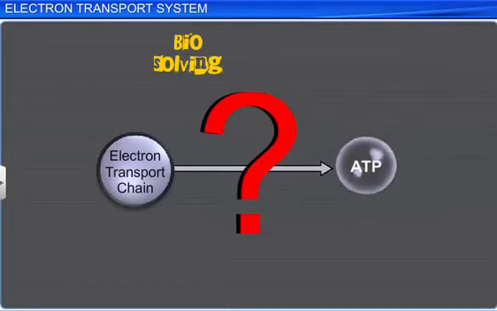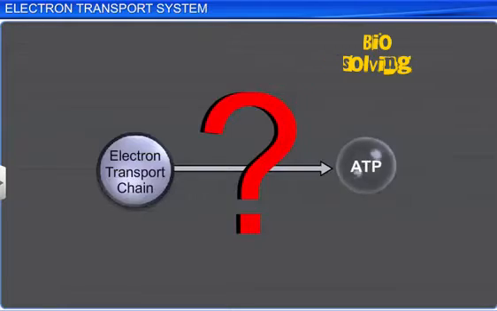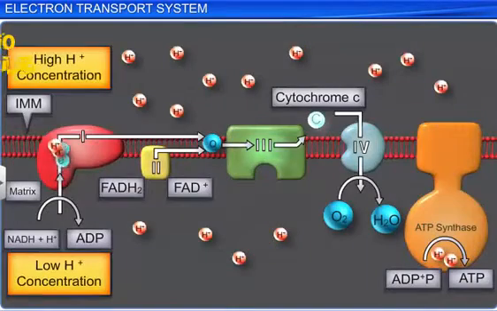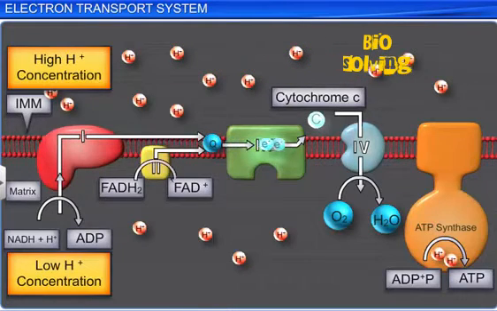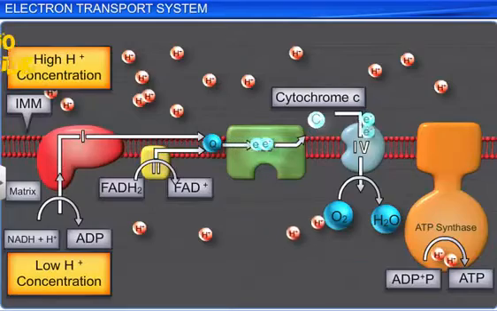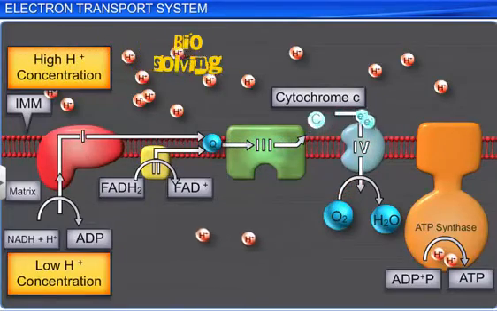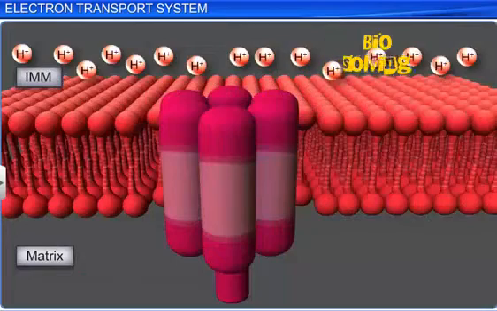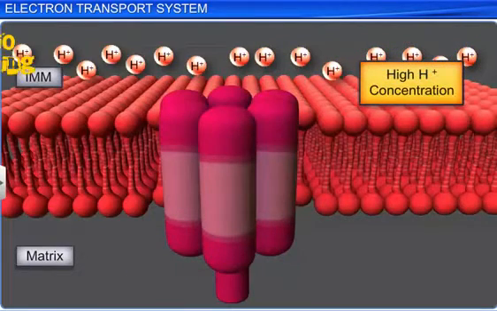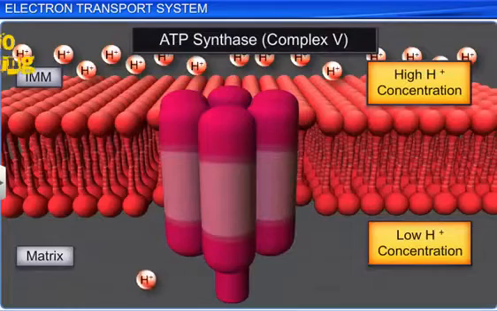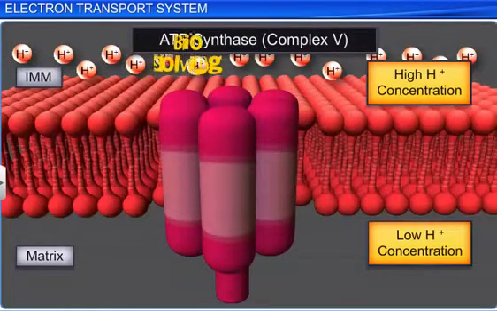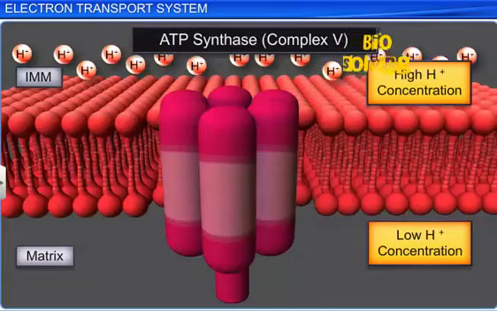Now let's see how the electron transport chain is coupled to ATP synthesis. As you saw, the electron transport and movement of protons creates a proton gradient across the mitochondrial membrane. The protons in the intermembrane space need to be pumped back into the mitochondrial matrix to maintain equilibrium. As the mitochondrial membrane is impermeable to protons, they are pumped through a membrane protein called ATP synthase, or complex 5.